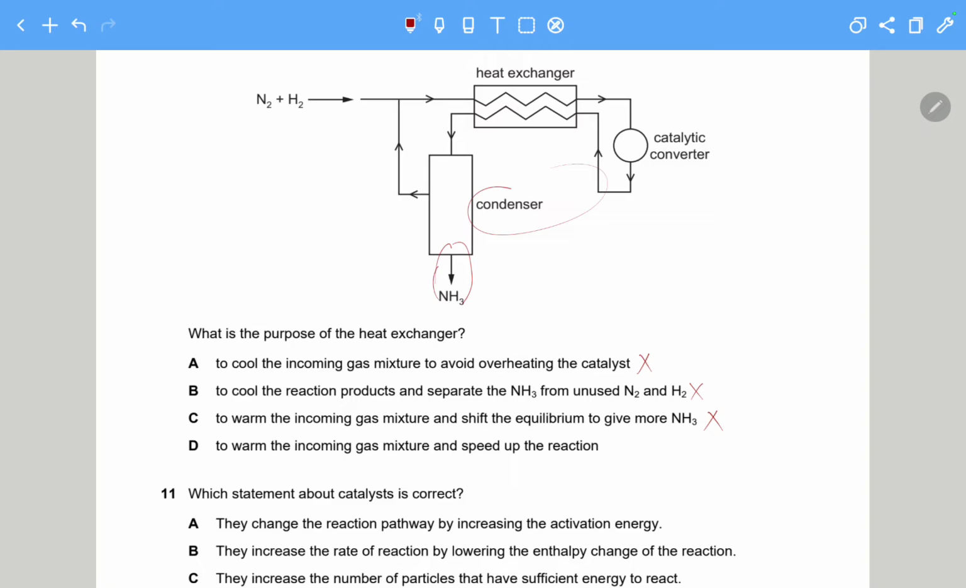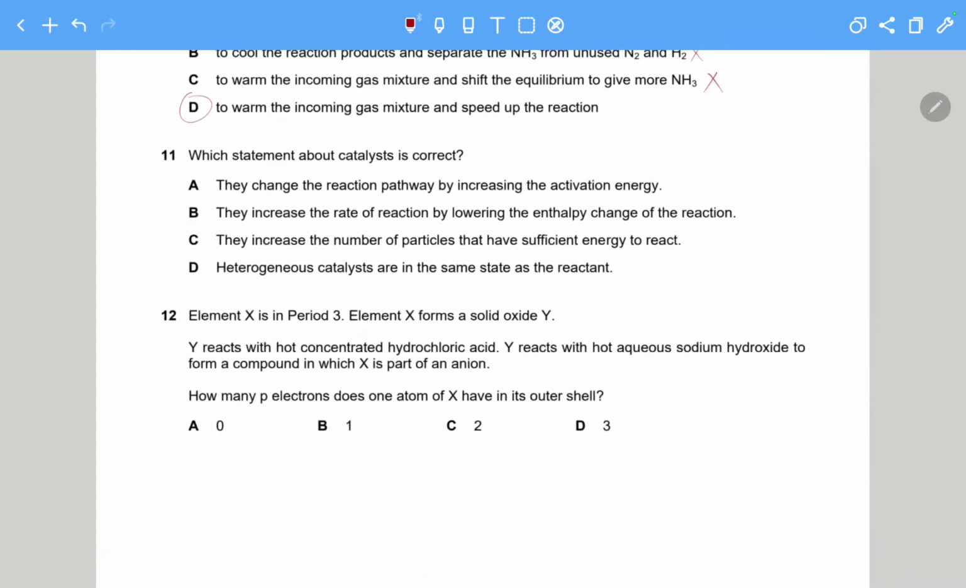It's an exothermic process, and according to Le Chatelier's principle, as the temperature increases, the equilibrium shifts towards the endothermic side, which is the reverse reaction, so you would not get more NH3. So this is also wrong, which leaves us with D. To warm the incoming gas mixture and speed up the reaction. Now, obviously, this is the most plausible solution, because warming the gas will increase the rate of reaction.